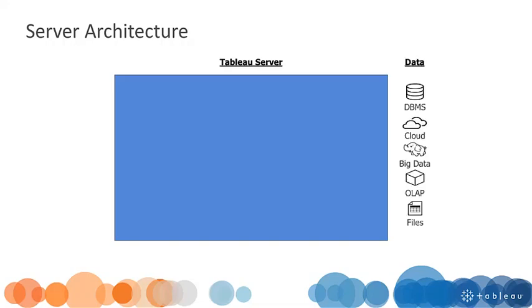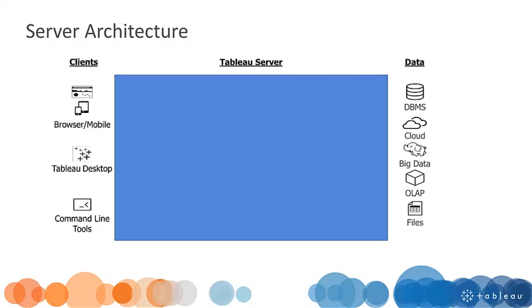The first thing to understand is that Tableau Server is querying your data. This can be relational data sources, cubes, cloud-based data, or flat files like Excel. On the other side of the server are the clients who are authenticated and have access to Tableau Server. This can be a modern browser, an iOS or Android app, Tableau Desktop, or a command line tool.